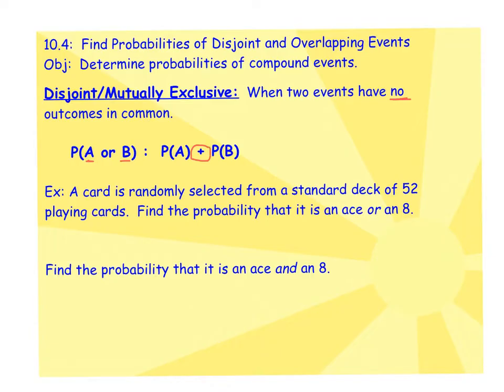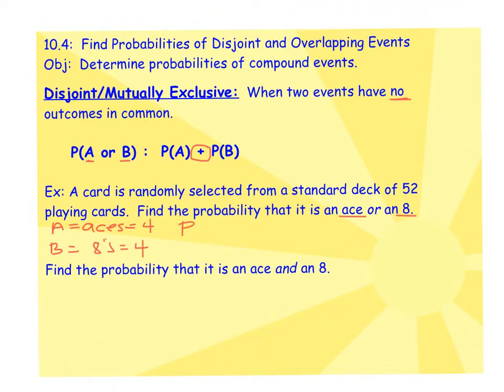individual probabilities together. For example, a card is randomly selected from a standard deck of 52. Find the probability that it is an ace or an 8. Well, let's let event A be all the events that we get aces out of our deck of cards. And there are 4 aces in a deck. Event B, kind of the same idea, but these are the 8s. And there are actually 4 8s as well.